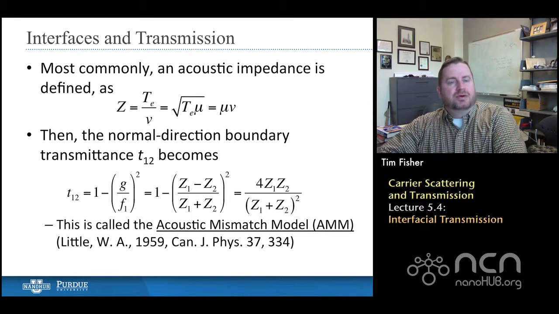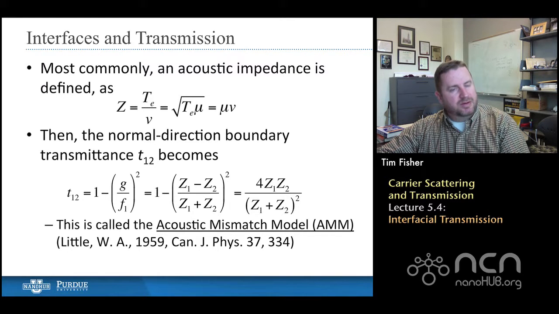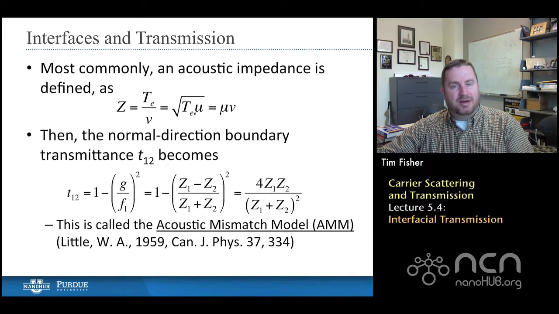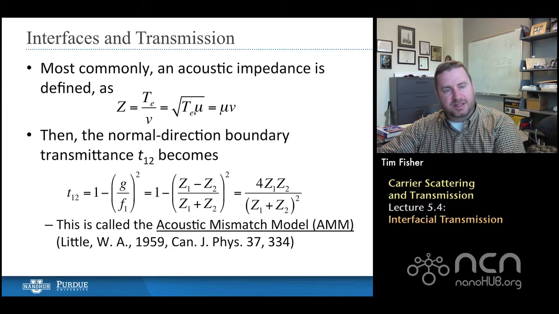Now it's common to, instead of working with tension and mass density and even velocity, use a concept called acoustic impedance, and that is symbolized with Z here, and it is basically the ratio of tension to velocity. And if you do a little bit of algebra on these things in the way that we've defined them, it's also the product of mass density mu and velocity v.